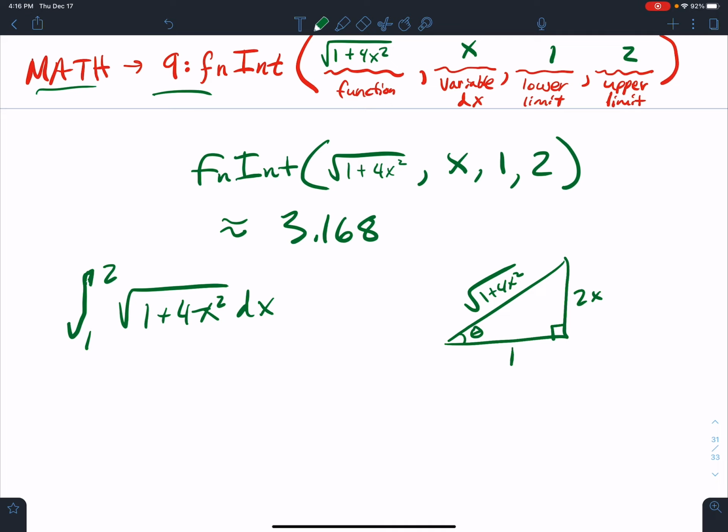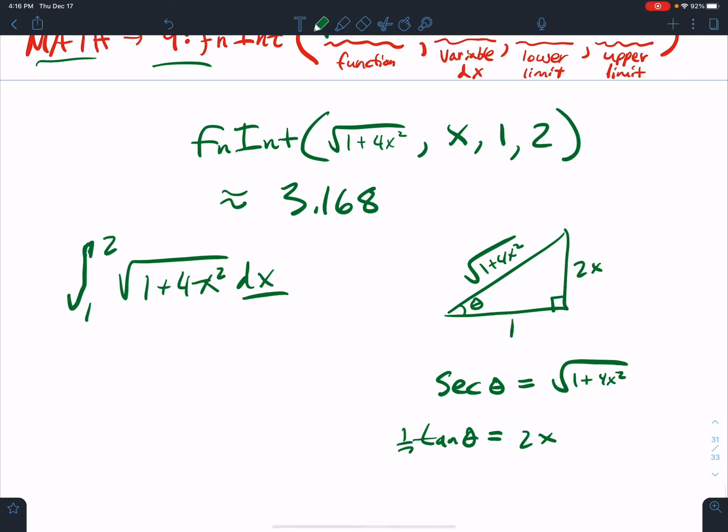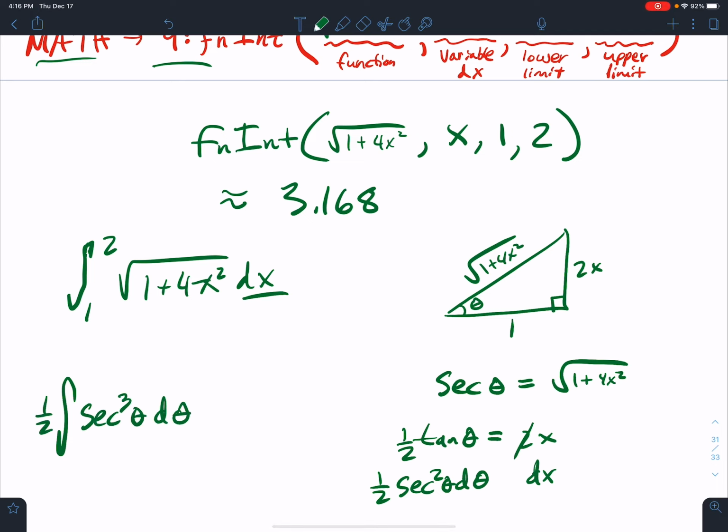So secant theta is equal to the square root of 1 plus 4x squared. I need to get a differential, so tangent theta equals 2x. So 1 over 2 tangent theta gets me x, so dx is equal to 1 over 2 secant squared theta d theta. Yuck. This is going to be the integral of 1/2 secant cubed theta d theta, which you and I both know is one of those tricky ones, right?